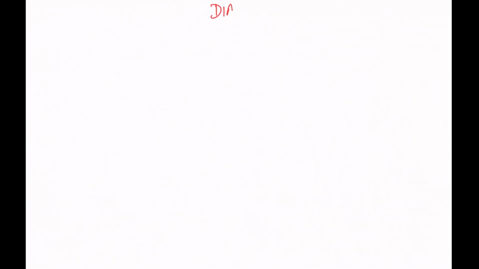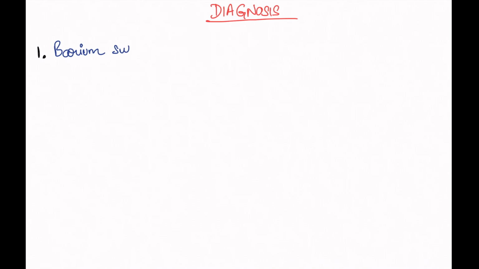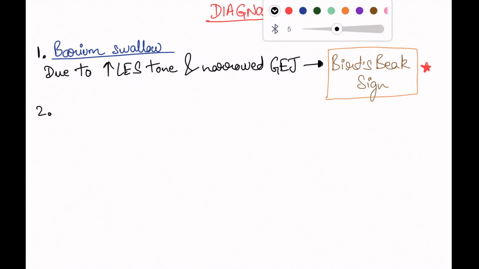Now how to diagnose achalasia? There are two ways to diagnose achalasia. One is using barium swallow study. Second is the method of esophageal manometry. Now in barium swallow, we basically ask the patient to swallow the contrast, and using continuous fluoroscopy we determine the esophagus and its nature. Now because of increased LES tone and narrowed gastroesophageal junction, we have a characteristic classic radiological sign called the bird's beak sign. Now I'll show you a picture in a minute of how it looks.